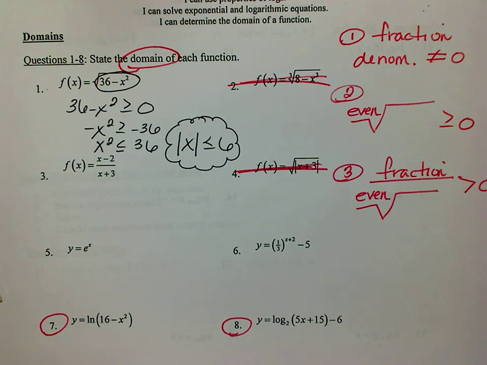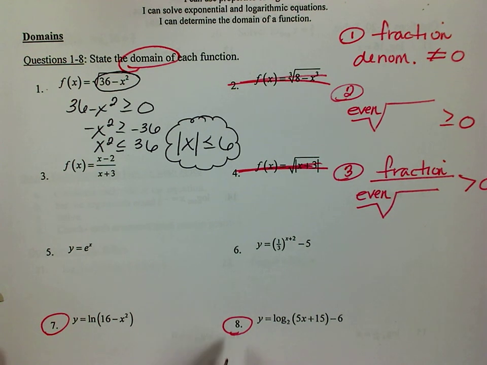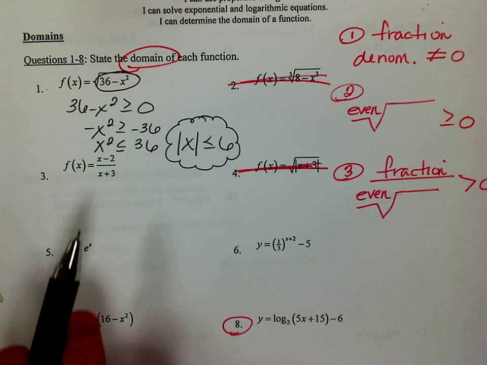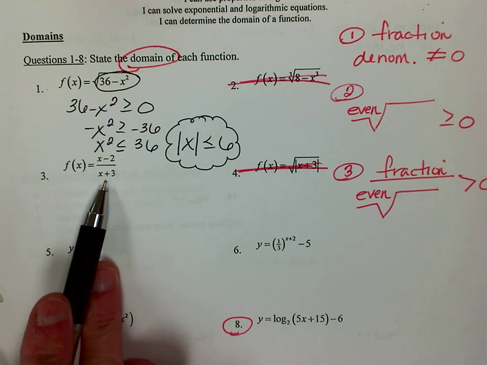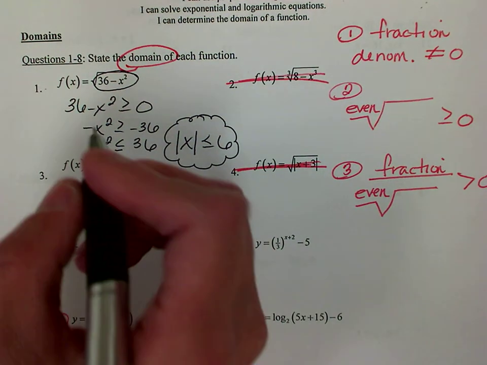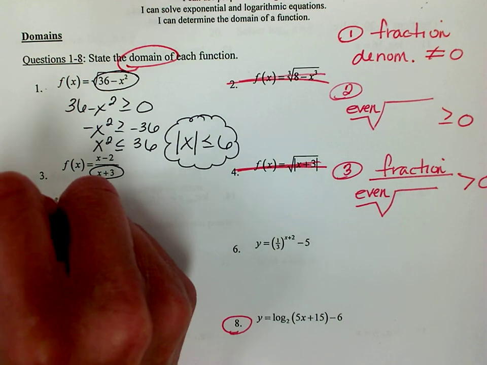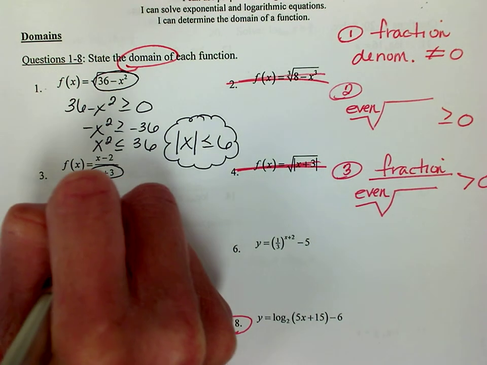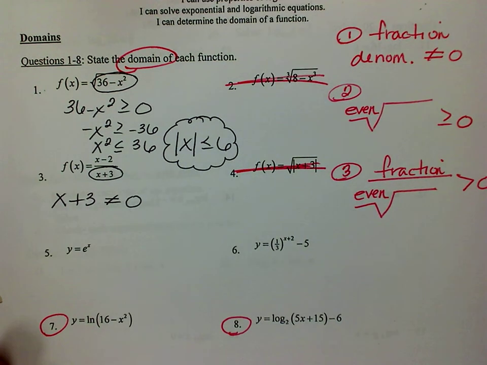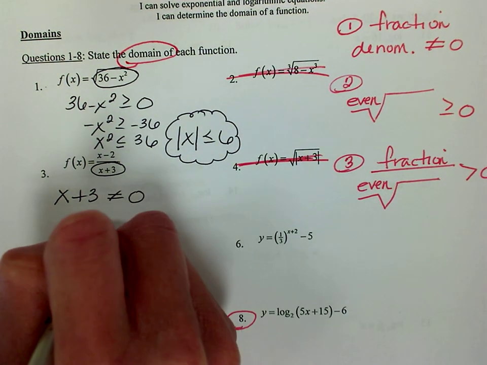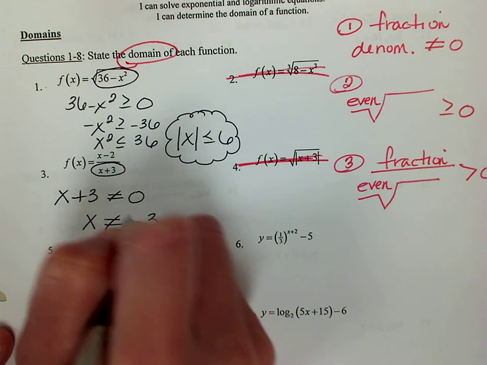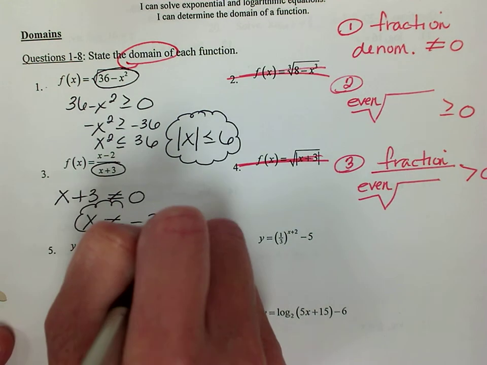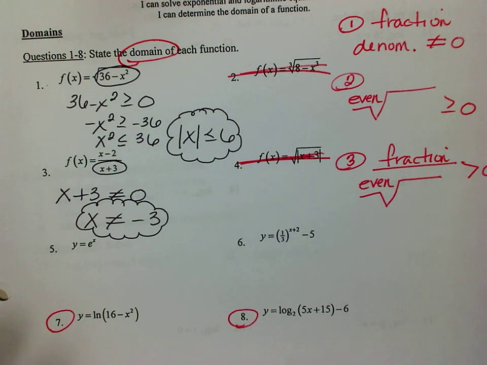So this is just a review until I get to the 2 new ones down here. Okay, number 3, I have a fraction. So this one's like number 1. So since it's number 1, my denominator, which is x plus 3, cannot equal 0. So if I work backwards, I get x is not equal to negative 3. So that is my answer to number 3.